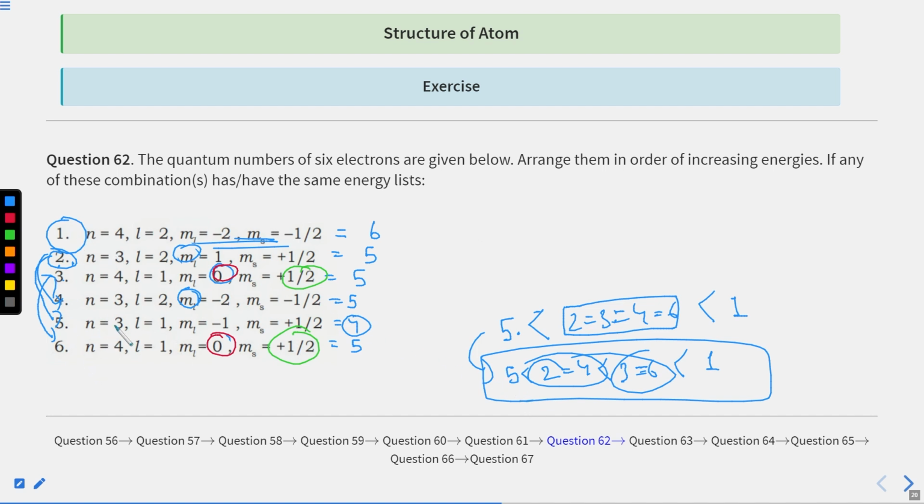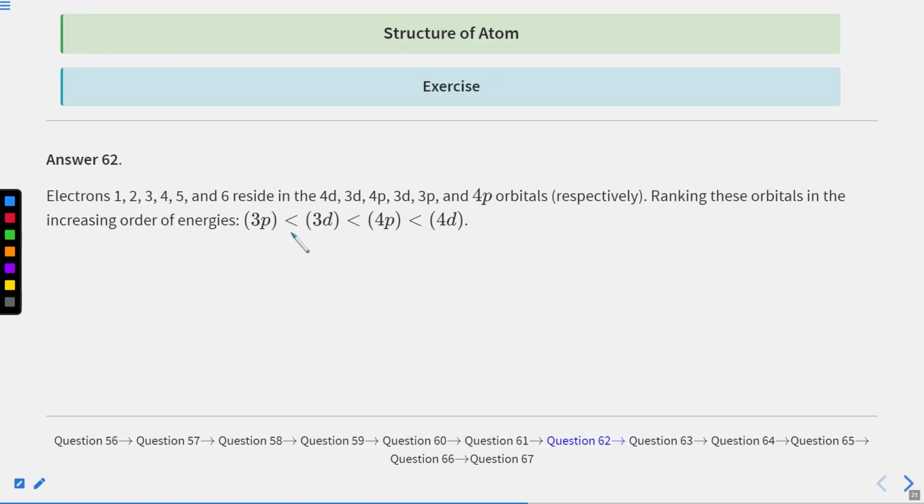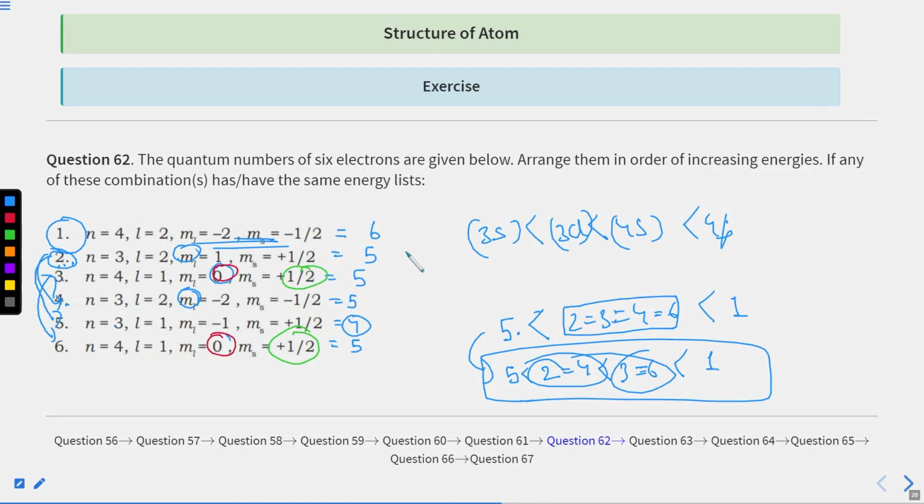For the fifth, it is 3s. For 2 and 4, it is 3d. For 3 and 6, it is 4s. And for 1, it is 4p. So 3s, 3d, 4s, 4p.